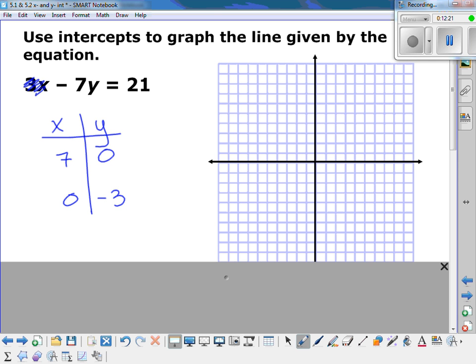So I just graph those points, and that's why I want you to write them as ordered pairs, so that you don't graph the points 7, negative 3 and think that you're done. This is two separate points. So 7, 0 is on the x-axis at 7. 0, negative 3 is on the y-axis at negative 3. Once you have 2 points, you can draw the line.